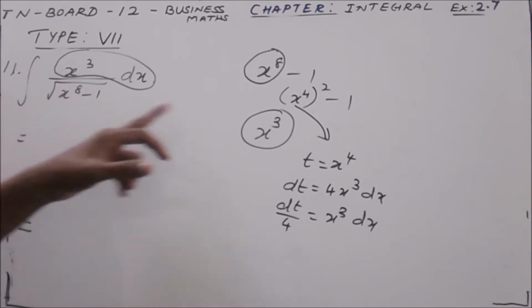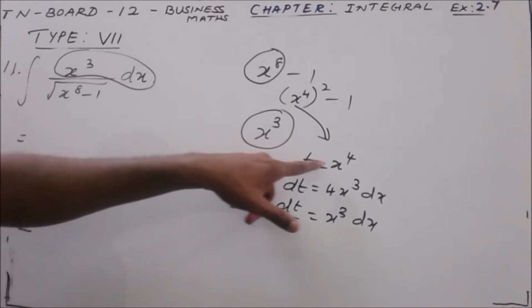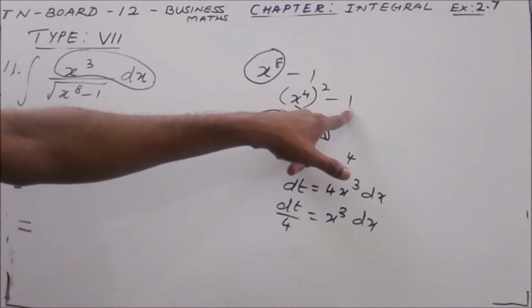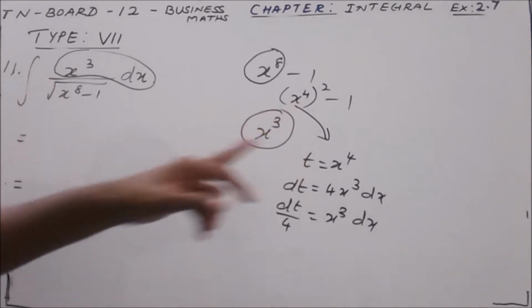That x power 8 minus 1 equal to x power 4 whole square. Then the substitution is given t equal to x power 4. Then it will turn as t square minus 1. Then this 1 will be written as 1 square. So the denominator is in the form of difference of 2 squares. So I am choosing substitution for x power 4 here.